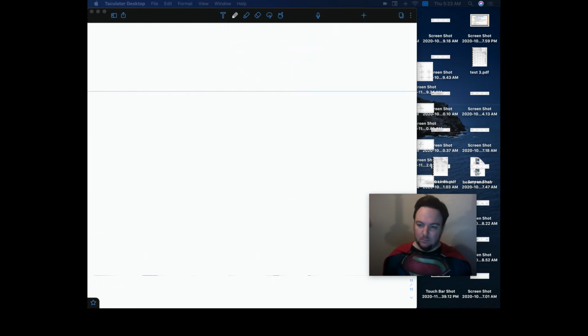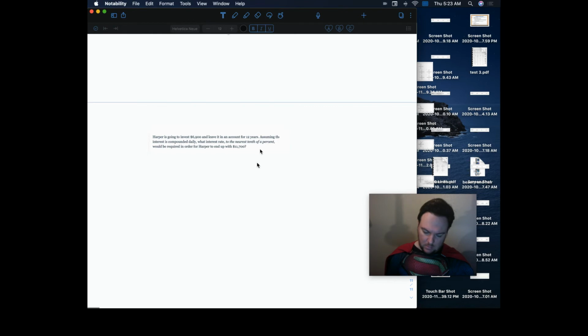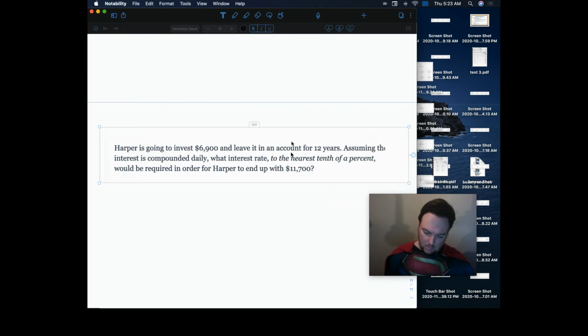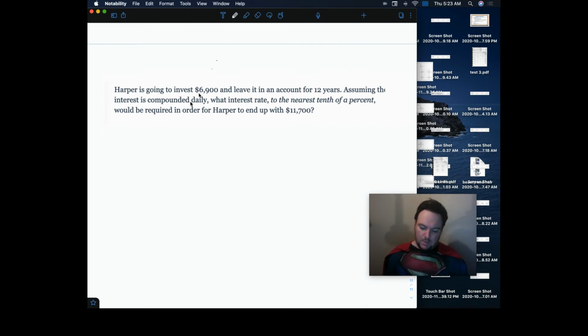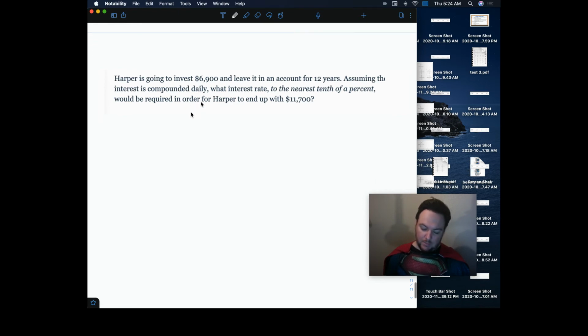Okay, next one. Harper is going to invest 6,900 and leave it in an account for 12 years. Assuming the interest is compounded daily, what interest rate, to the nearest tenth of a percent, would be needed for Harper to end up with 11,700? Okay, so more of the same.